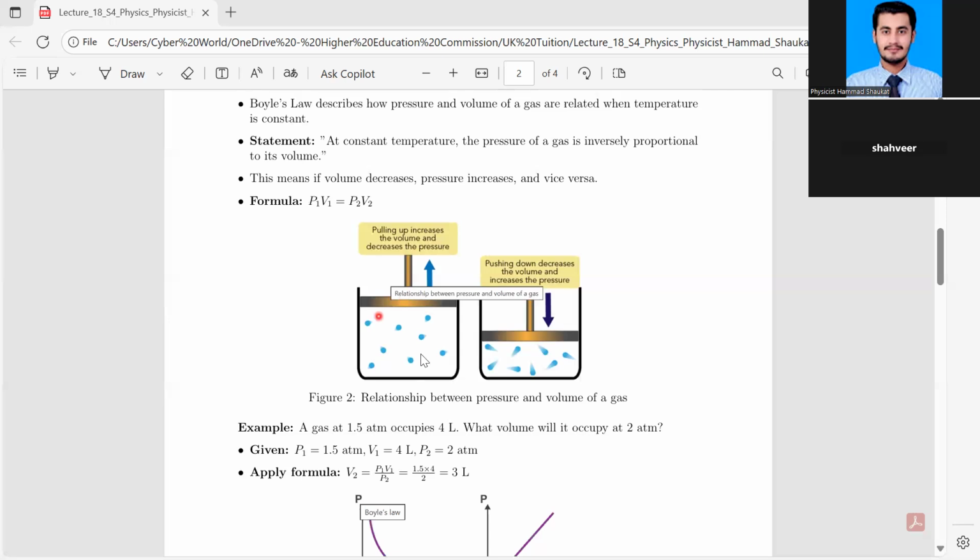So can you tell me, in this container, is the volume more or less as compared to the second container? Less.